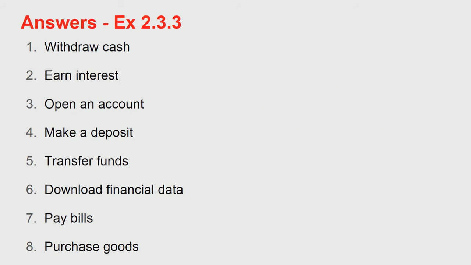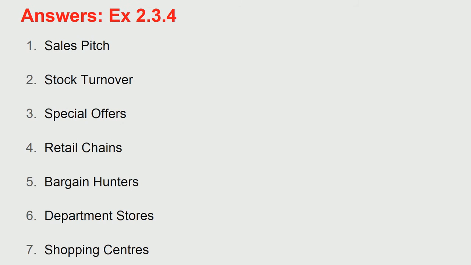And next exercise, 2.3.3: withdraw cash, earn interest, open an account, make a deposit, transfer funds, download financial data, pay bills, purchase goods. Answers to the next exercise: sales pitch, stock turnover, special offers, retail chains, bargain hunters, department stores, shopping centers. The match the column kind of exercise.